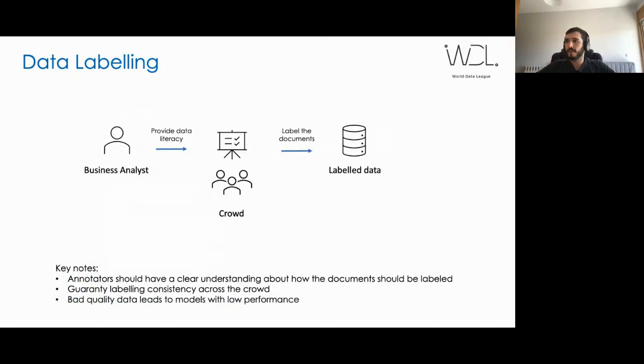Also on the labeling, again, it is very important to highlight the process of the labeling. So usually we have some person that comes from the business or has a high understanding about how the documents should be labeled. And this person shares this knowledge and know-how about how the crowd should label these documents in the correct way and guarantee quality and consistency between all of the elements of the crowd. This is the only way to ensure that our documents have very good quality and are consistent.